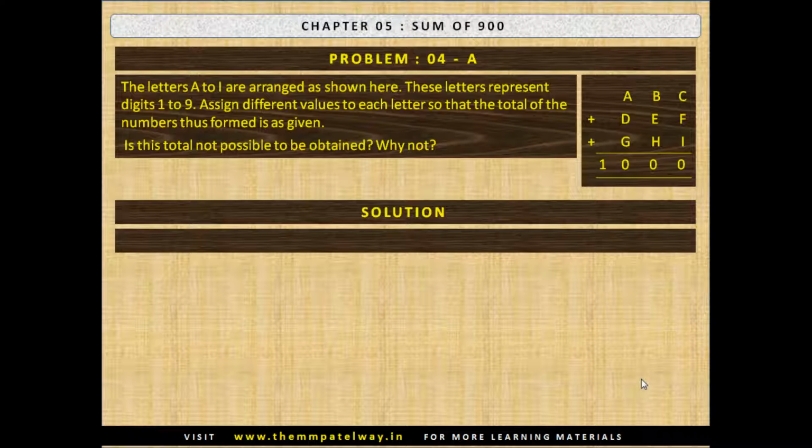The answer is, we cannot get a total of 1000. It was explained in conceptual part that a sum under the given condition not divisible by 9 cannot be obtained.